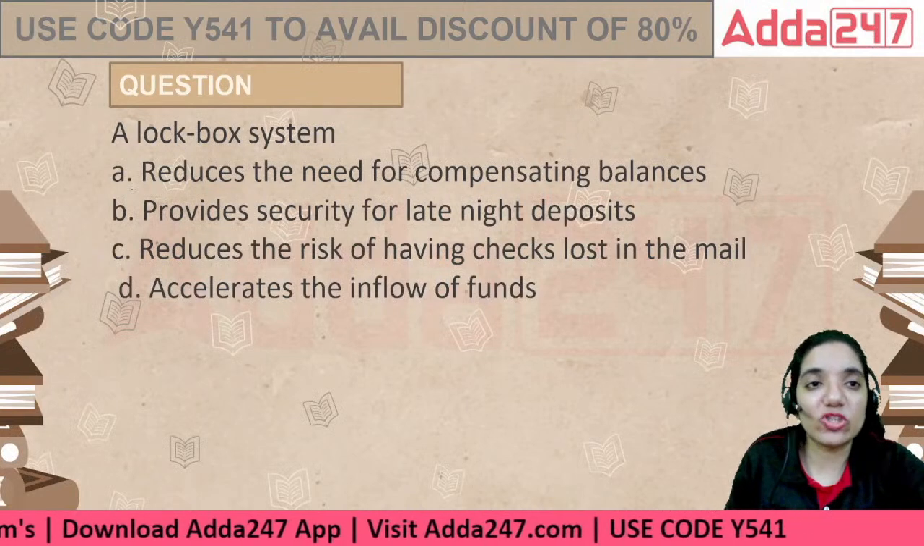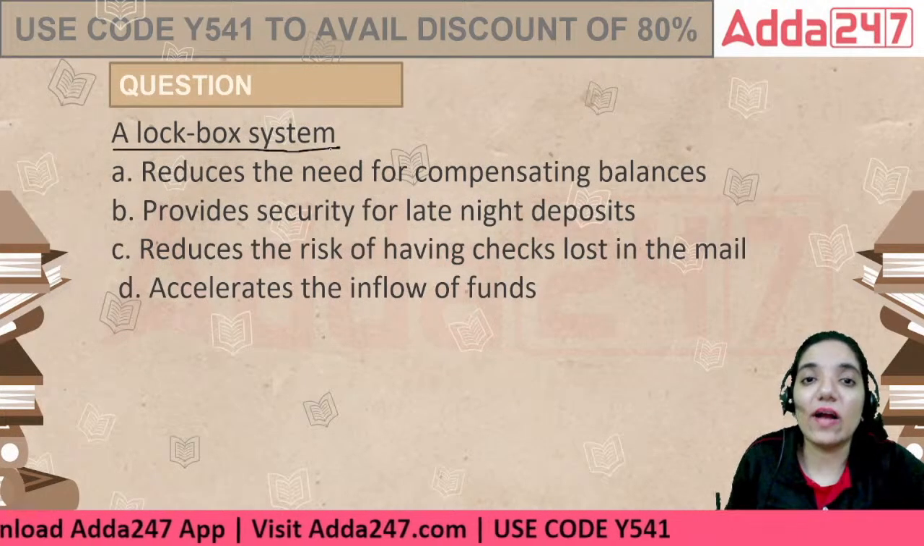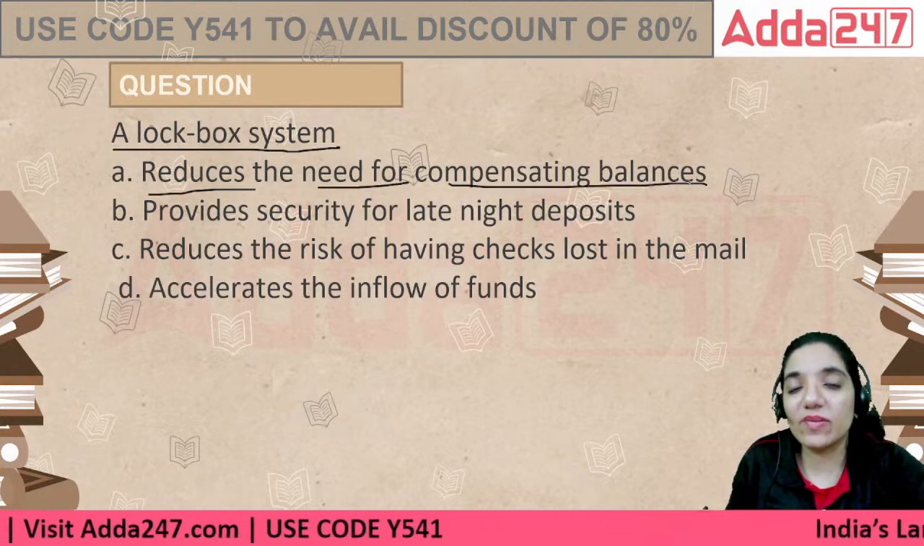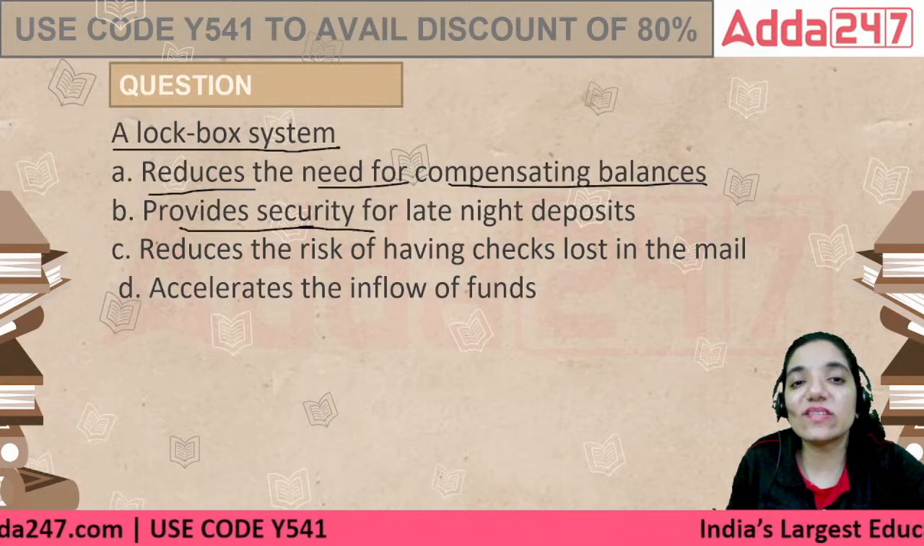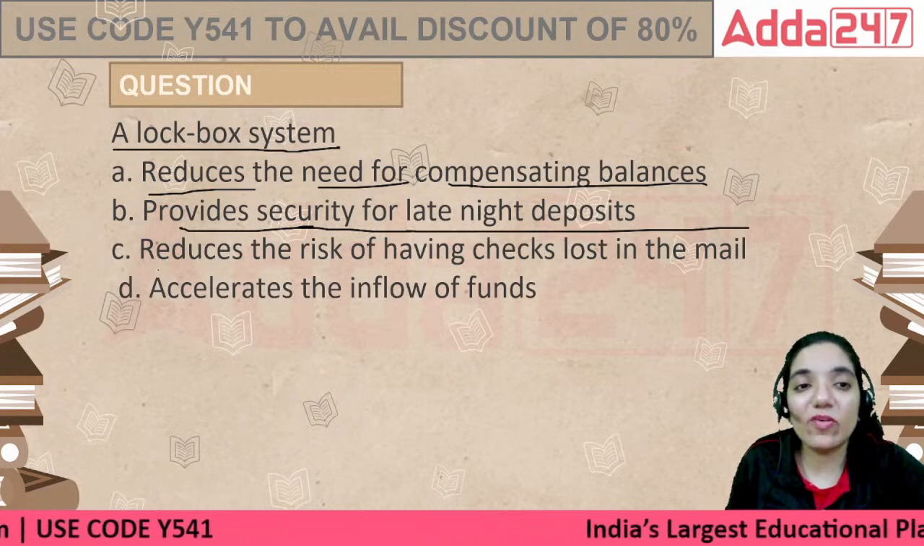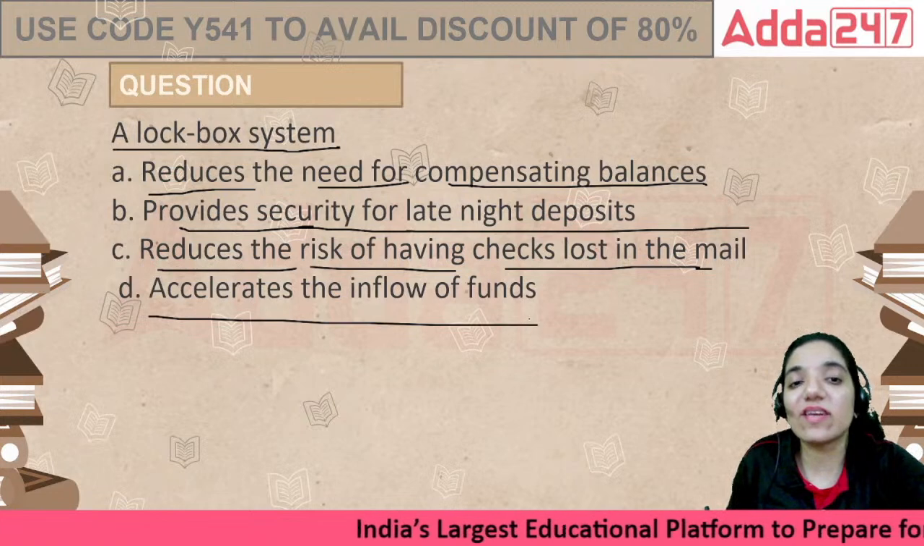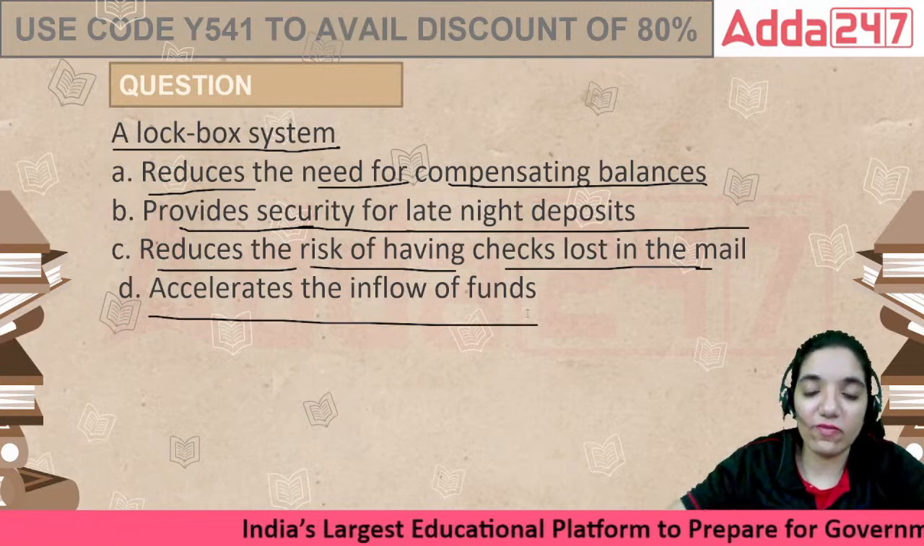Okay, the next question is on the lockbox system. Under a lockbox system, what happens? It reduces the need for compensating balances, or it reduces the security for late night deposits, or it reduces the risk of having checks lost in the mail, or it accelerates the inflow of funds.